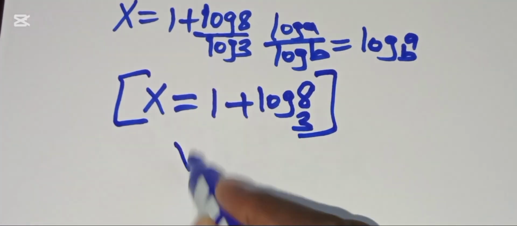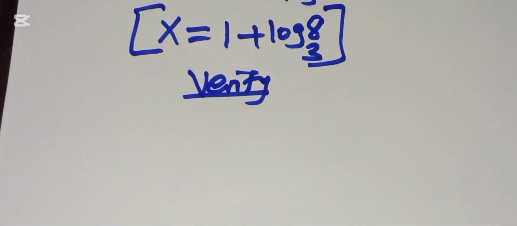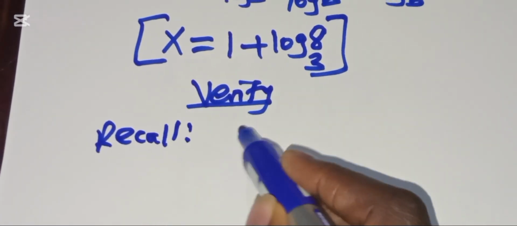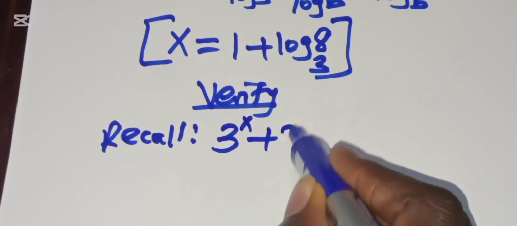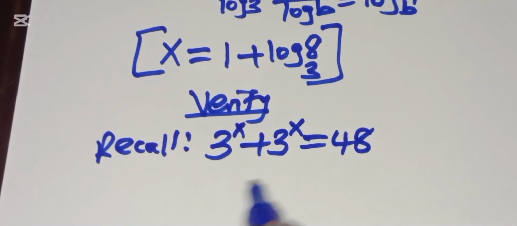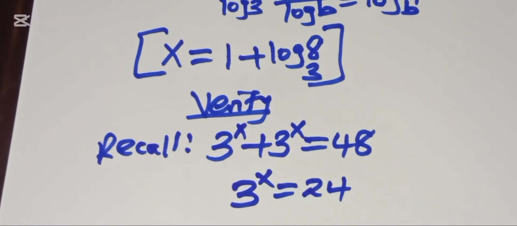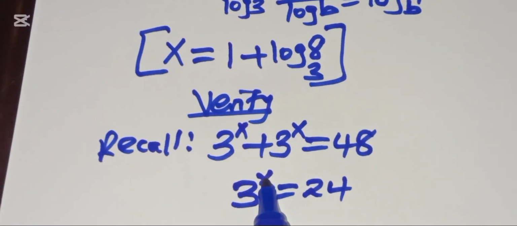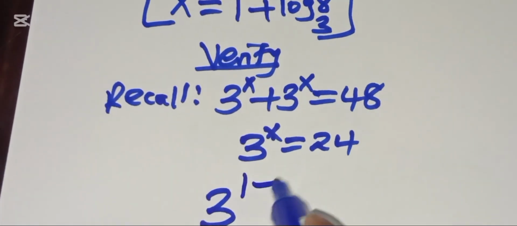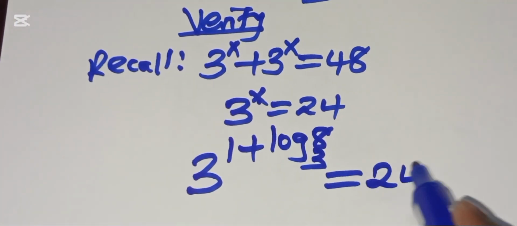Let's verify if this value of x satisfies the equation. Remember, we ended the equation at 3 raised to power x plus 3 raised to power x equal to 48, which you can express as 3 raised to power x equal to 24. So we substitute the value of x. Here we have 3 raised to power 1 plus log 8 to base 3. Let's see if this will give us a value of 24.